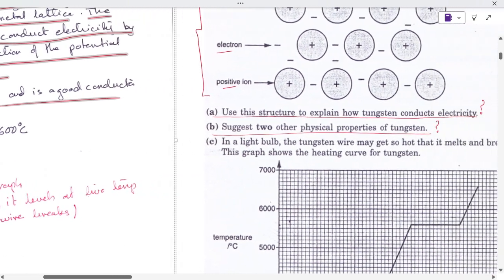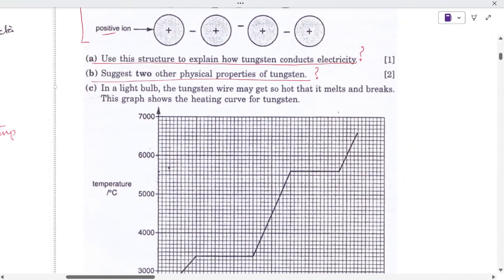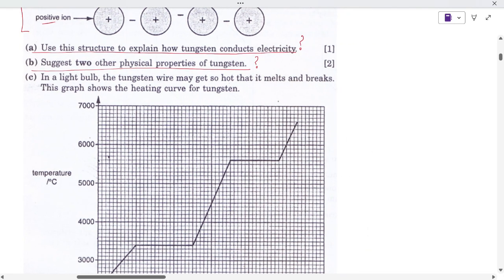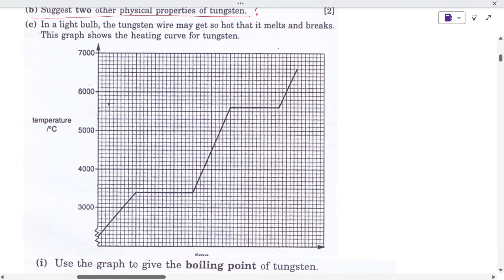Now next, third part. It says, you can see the graph over here, and the graph is, as we have already discussed in states of matter, heating and boiling curves, cooling curves. You can see this is a heating curve. Its temperature is rising from 3000 till 7000, and you can see actually it is from 0 to 7000.